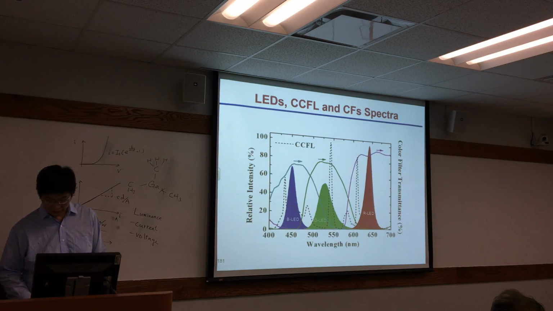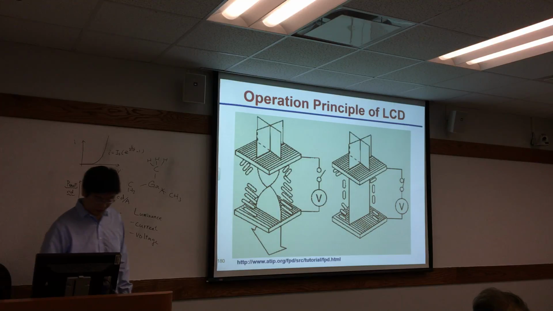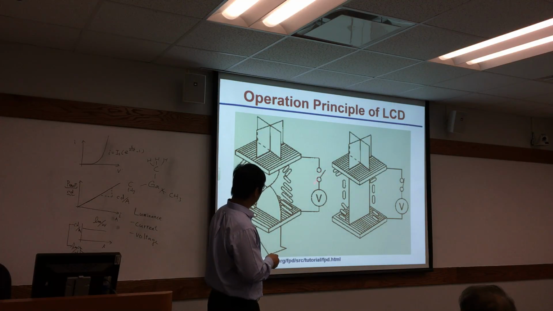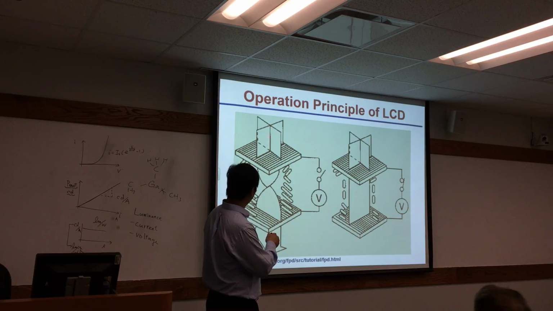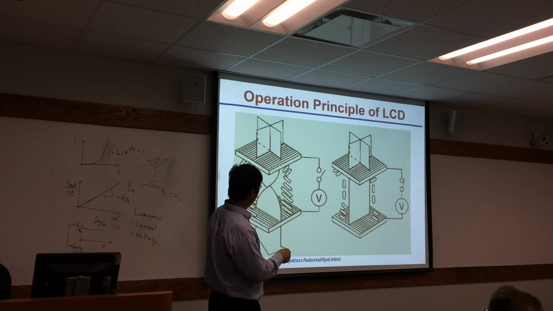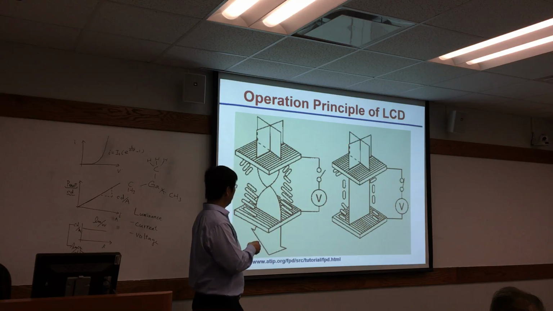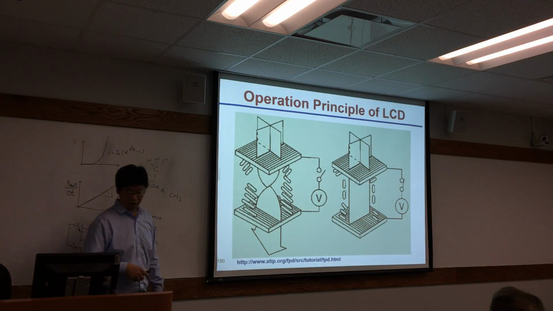And how can LCD give the color light? Actually, LCD is only a light valve, which means, for example, if the voltage is 0, the incoming light can go through, and if we apply a voltage, it will be blocked. So actually, LCD does not emit light, so we need a backlight source. For the backlight source, we can use the LED.